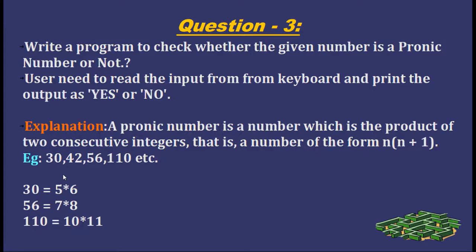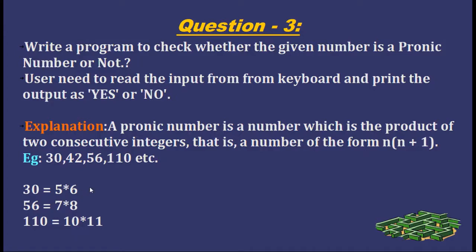So the product of two consecutive integers, suppose 1 to 30 is there. 1 into 2 is equal to 30? No. 2 into 3? No. 3 into 4? No. 4 into 5? No, 4 into 5 is 20. And 5 into 6? Here 5 into 6 equals 30.